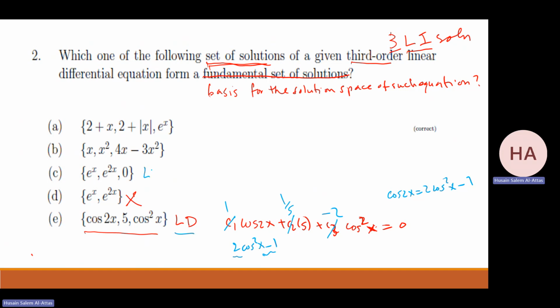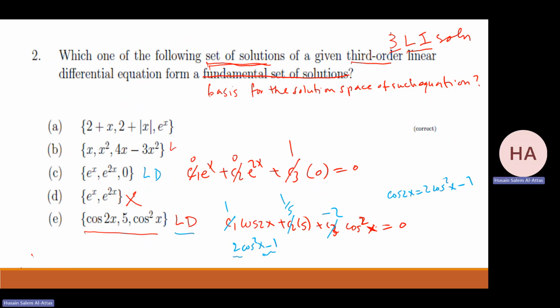This is also the same, linearly dependent. Why? We know if there is a set of functions and one of them is 0, then for sure it's linearly dependent. If I do C1 e^x plus C2 e^2x plus C3 times 0 equals 0, I'll make C3 1 and the rest I'll make them 0. That's it. I'm having 0.